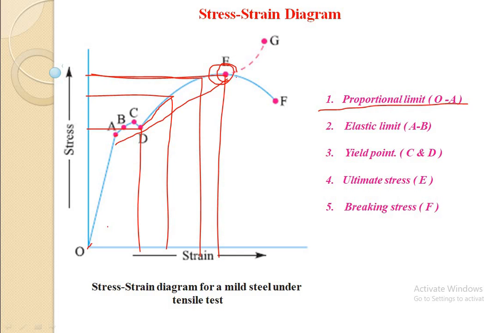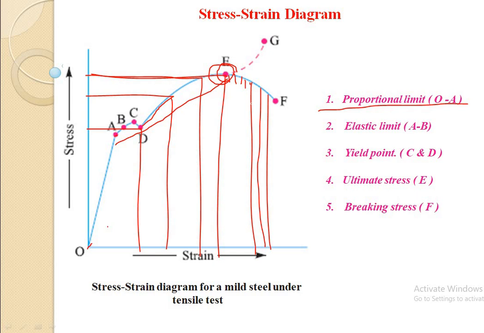Now from point E, there is a slight decrement in stress, though there is an increment in strain, because it is the largest value of load in a test specimen. From this point onwards, the load goes on decreasing. Hence the stress also goes on decreasing, but strain goes on increasing. After the specimen has reached the ultimate stress, a neck is formed. Neck formation will take place at the breaking point, which decreases the cross-sectional area.